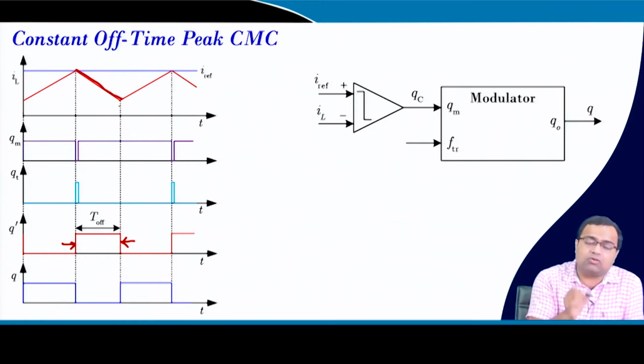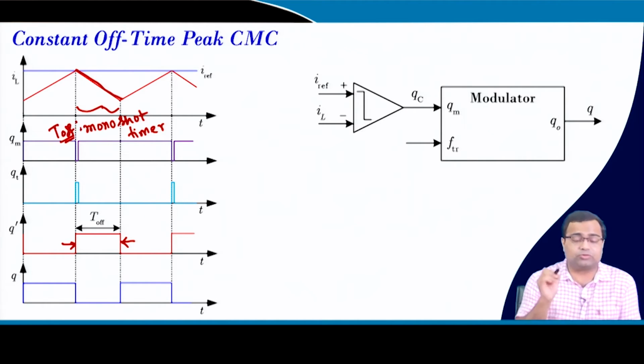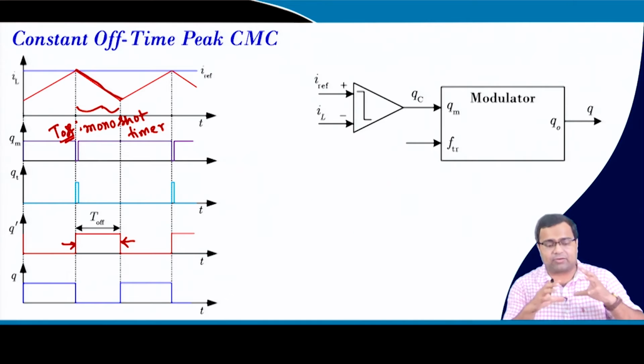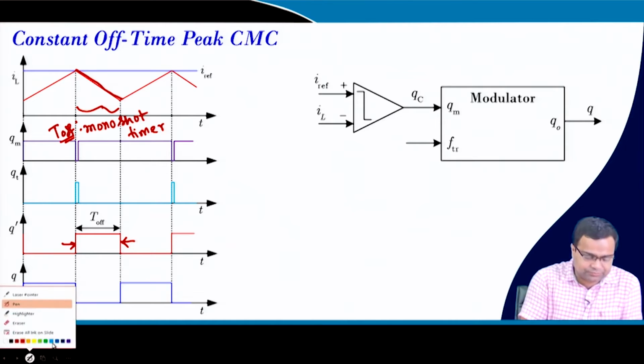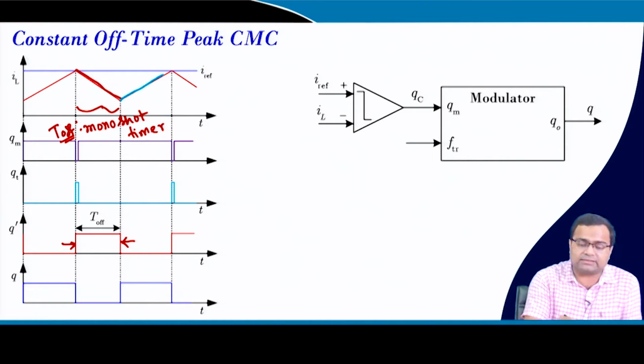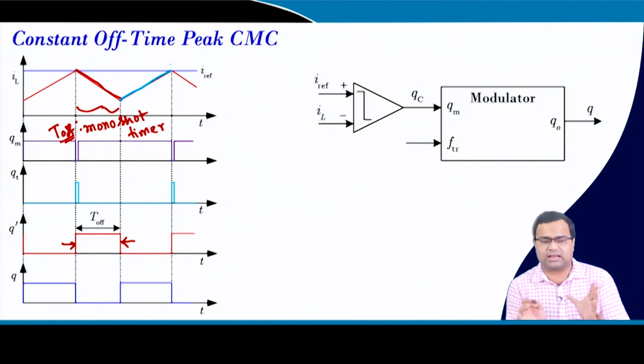How long will the switch remain off? The duration is decided by the monoshot timer. This comes from the monoshot timer, and this is our off time, okay. When the timer completes its counting, the switch turns on, and then the current continues to rise and again hits the peak. So that is the logic.